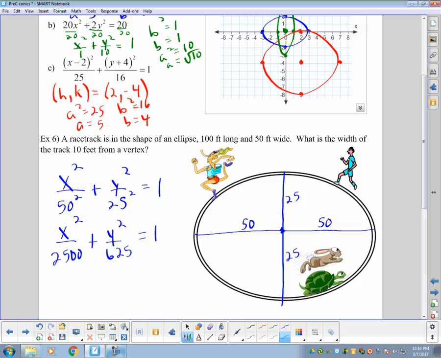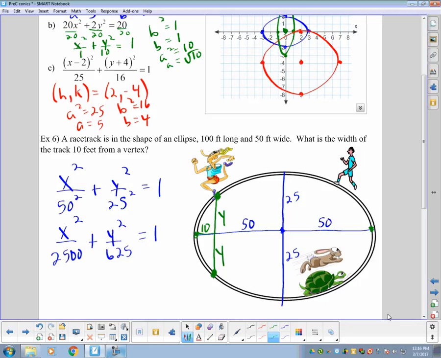So there's our general form for that elliptical equation. Now it says, what is the width of the track 10 feet from a vertex? So remember, a vertex is out here, or it could be over here, but 10 feet out from the vertex. So I'm coming back 10 feet here. And the question is, what is the width of the track between these two dots? So I've got to find y and then double it. What's the width of the track coming back 10 feet from a vertex?